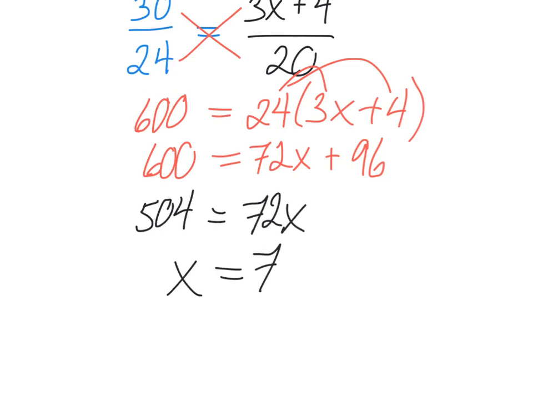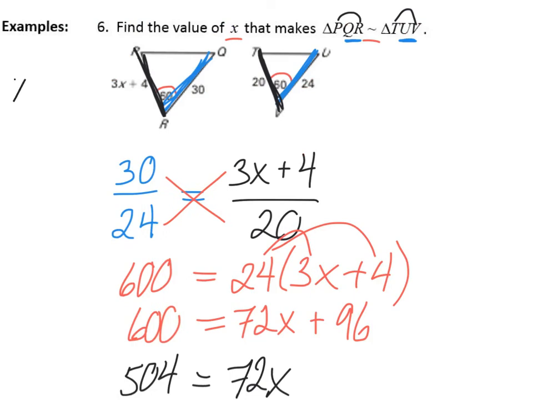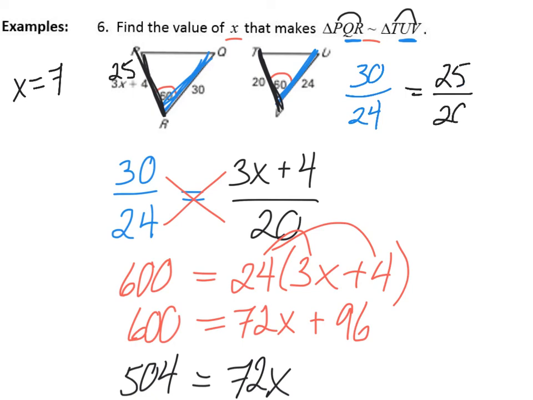So let's go back to our picture. So I just said x equals 7. And if that's the case, that's going to make this side 25. So now I can just go through and check to see, does my statement of proportionality work? So 30 over 24, is that going to be equal to 25 over 20? All right, it looks like when I reduce them down, I'm going to end up with 5 over 4 for both of them.